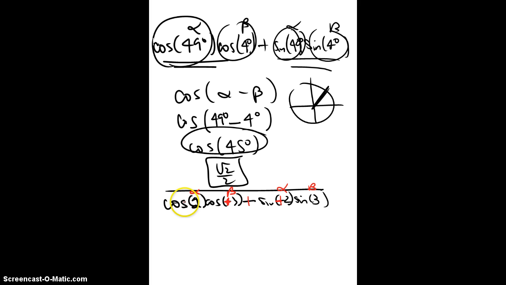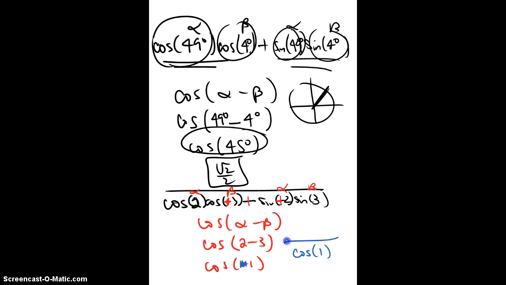Again, none of these are on the unit circle, so you're going backwards. Then I'm going to get cosine of alpha minus beta. And again, I'm just using radians this time. So 2 minus 3, I get cosine of negative 1. Now again, even and odd functions here, cosine is even, so this negative really doesn't matter. So it's cosine of 1, and that's the best I can do.